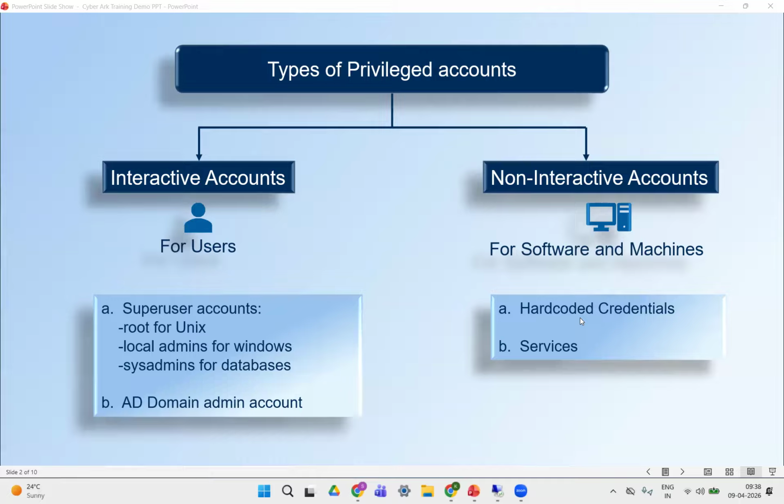So in both of the examples, we have non-interactive accounts, a script or a service is using it, and by using it, modifications are getting performed. So these are non-interactive privileged accounts. Is that clear? Any questions, anyone?